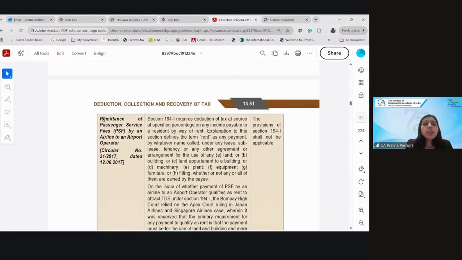Next one is remittance of passenger service fee by an airline to an airport operator. So what is this passenger service fee? In the case of the airline industry, there are certain charges which are levied by the Airport Authority of India. There are different charges levied by the Airport Authority of India, and one such charge is passenger service fee. Any idea what is it?